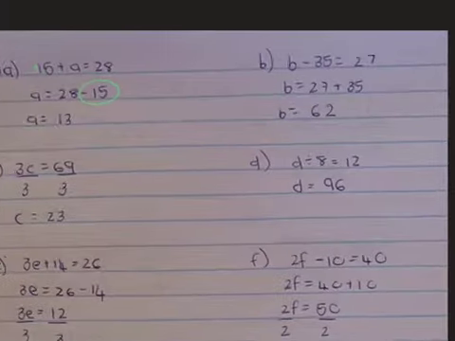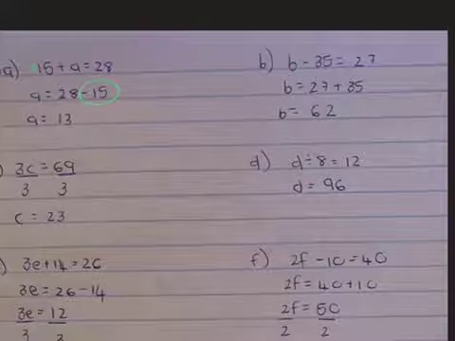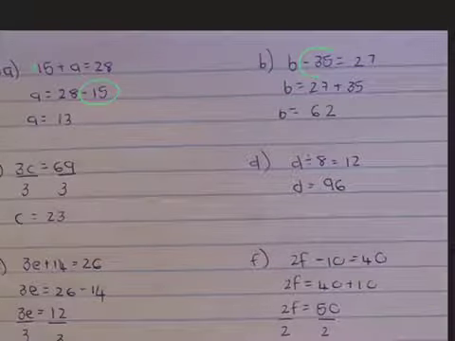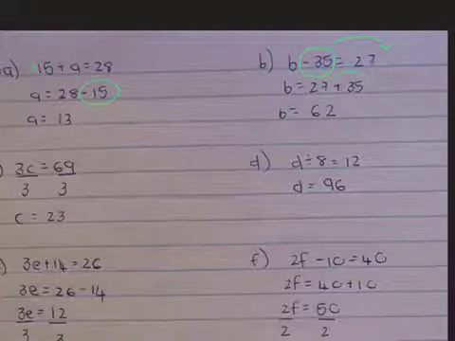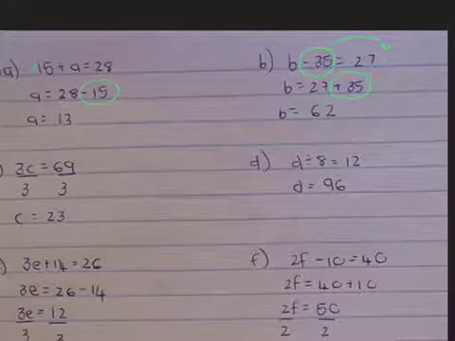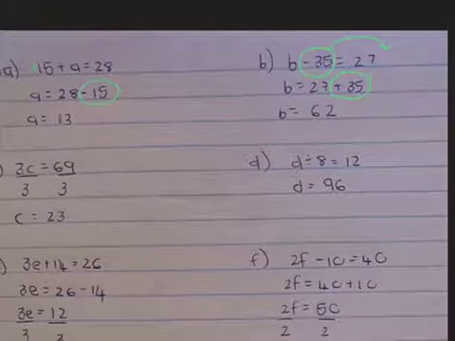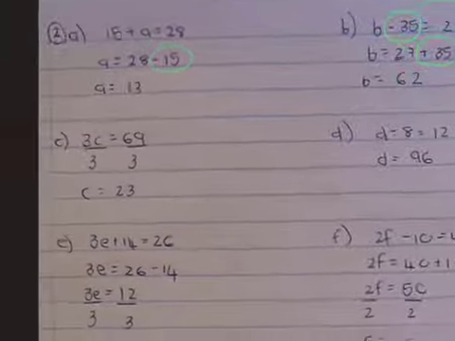B minus 35 equals 27. So we have a subtraction. So on the other side, we're going to balance it out with an addition. And so B is by itself when we move the 35. And then you get 27 plus 35 is 62.